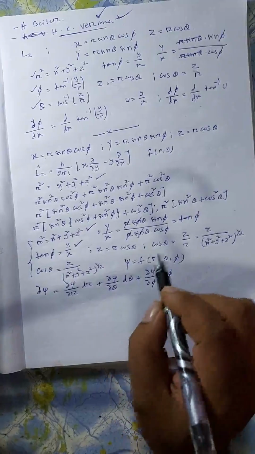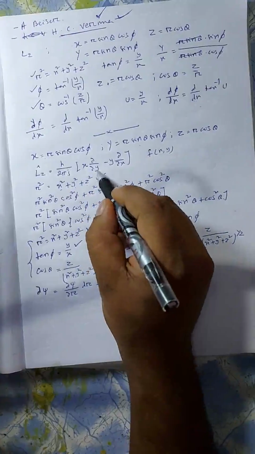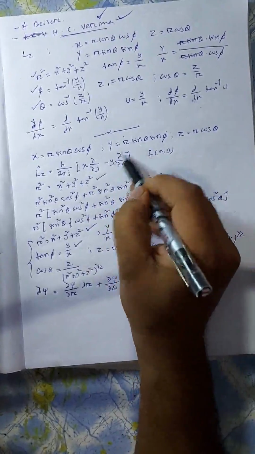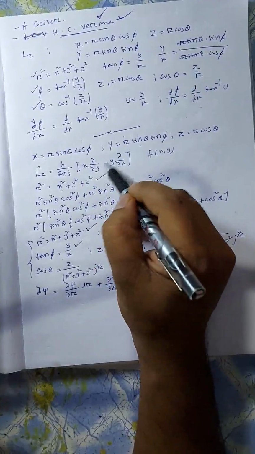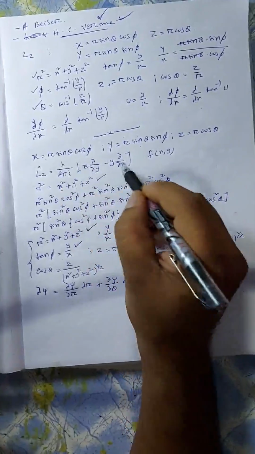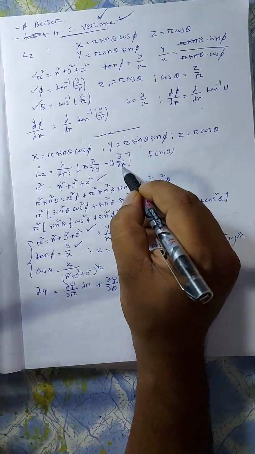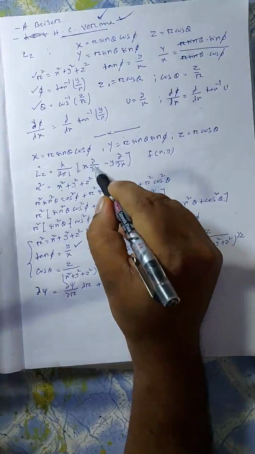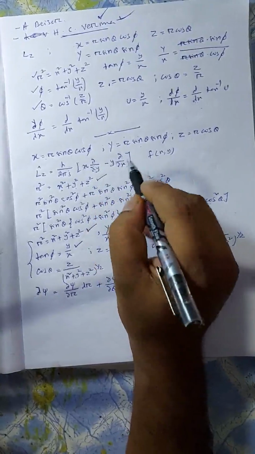But psi is a function of r, theta, phi, and we need dou by dou x, dou by dou y. That means y we already know, we put this y value here. This is x, we put the x value here. And we need dou by dou y and dou by dou x. If I know these two values, then put the x value here and the y value here, then we want to find out dou by dou y and dou by dou x.